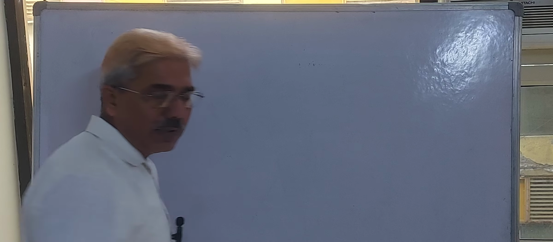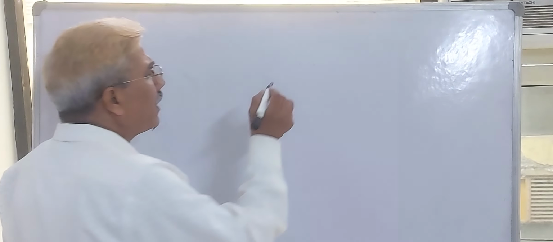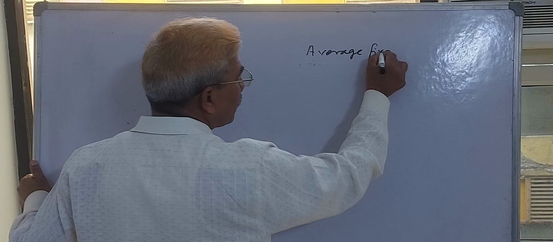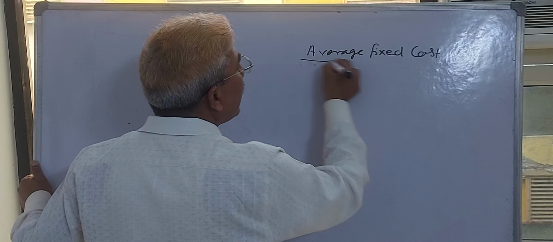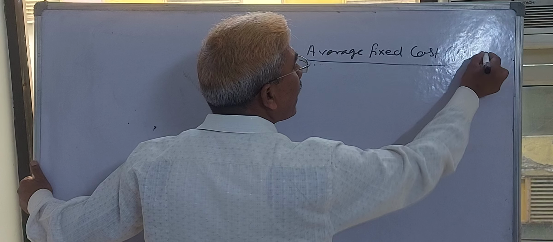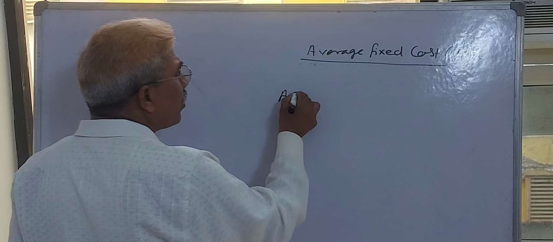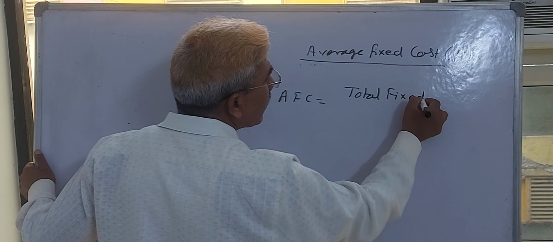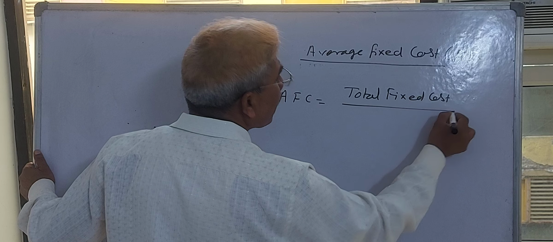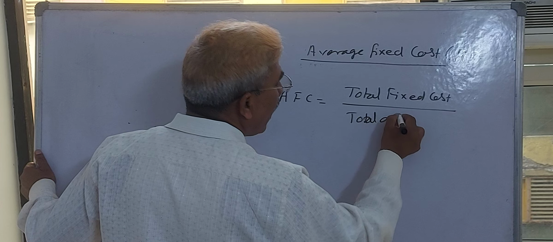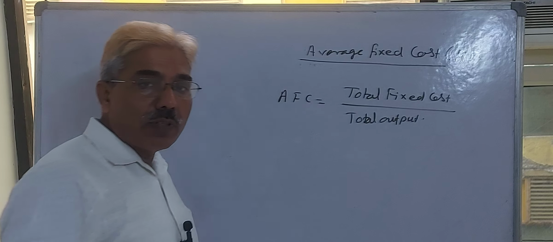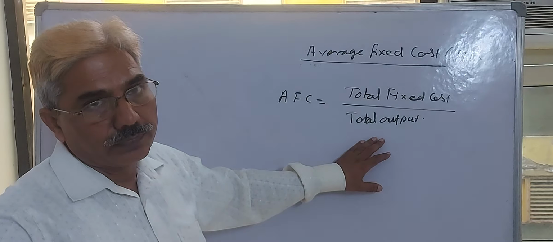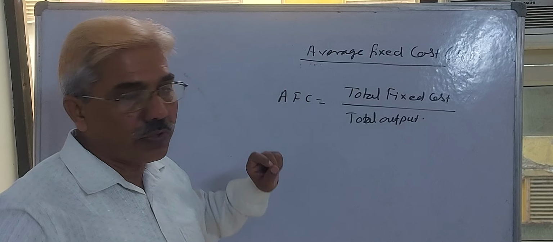Now come to the next point, average fixed cost, AFC. It is also calculated similarly, by dividing total fixed cost by total output. Actually, you will see here, per unit total fixed cost is known as average fixed cost.